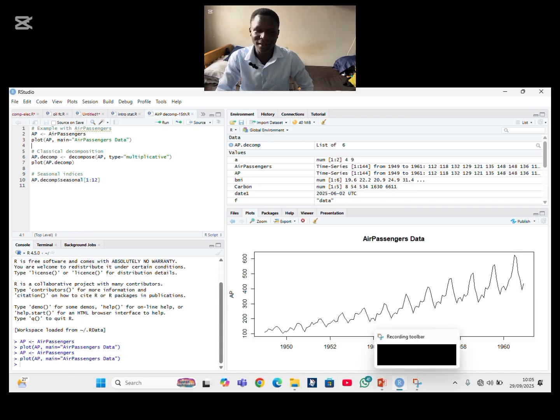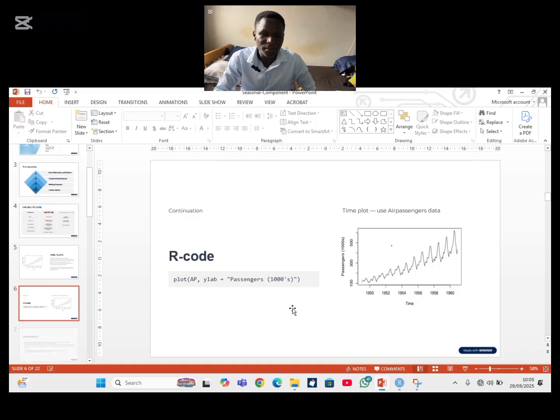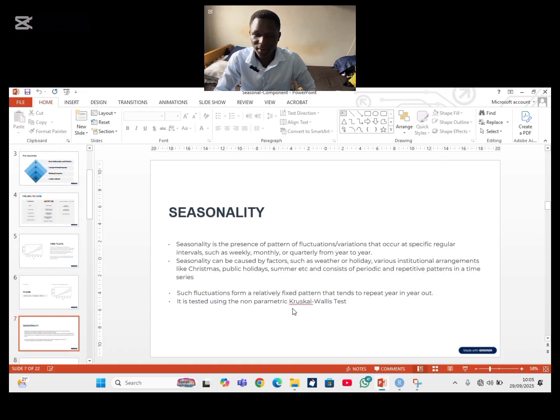Yes, let us proceed. Now, that is the time plot, right? Now let us dive deeper into seasonality. Seasonality is the presence of patterns of fluctuations or variations that occur at specific regular intervals. And these intervals can be weekly, monthly, quarterly, from year to year.